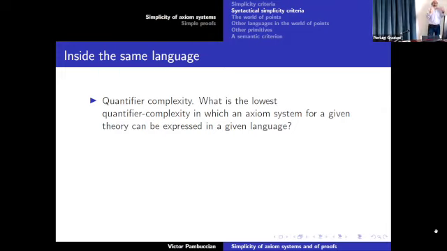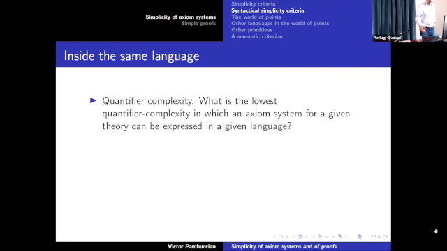So you want simple quantifier complexity. So what does simple mean? Well, the best world is to have only universal quantification. Don't have any quantifier. The next best is universal existential. The next best is universal existential universal, and so on.